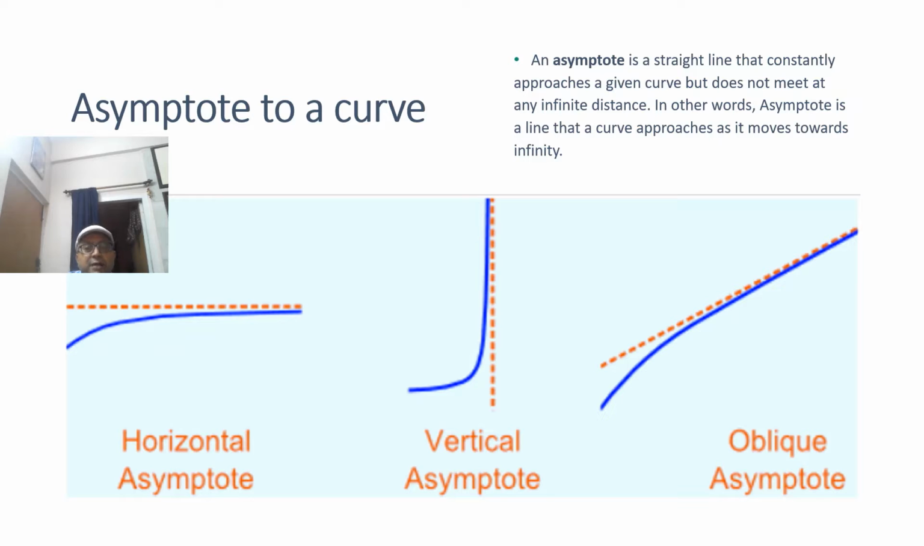Now there are three types of asymptote I am going to tell you. One is horizontal asymptote, that is parallel to x-axis. One is vertical asymptote, that is parallel to y-axis, and the other one is oblique asymptote. Oblique asymptote means that the asymptote will be of the form y equal to mx plus c.